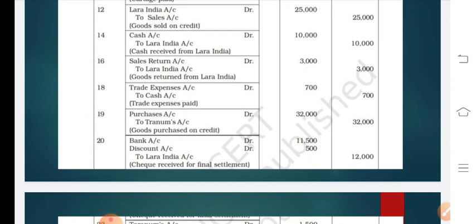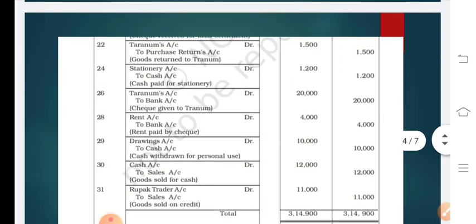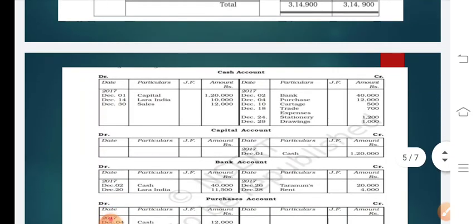The next entry is bank account debit, discount account debit to Lara India's account. Here we do not have any cash. It is bank, not cash, so we'll not record it in cash. We'll move towards the next entry. Tarannum's account debit to purchase return account, no cash. Next we have stationery account debit to cash account. Since cash is credited here, we'll go to cash and write by stationery account 1200.